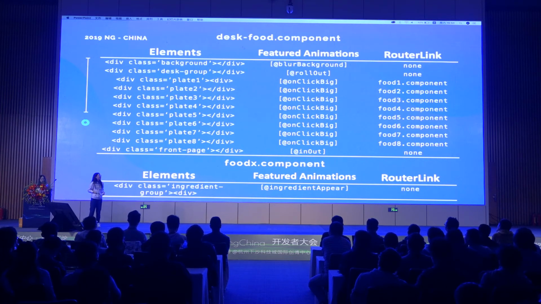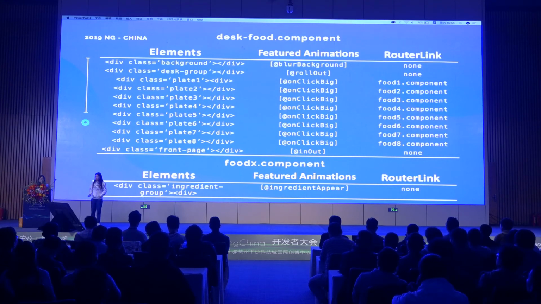I would like to invite you to first look at the relevant column. We can see that the HTML elements ranging from plate 1 to plate 8 are linked to the food 1 through food 8 components respectively. That's how we achieve the effect that when we click on the smaller version of a plate, a bigger version appears in the center. And because today our topic is about animations, that's what we're going to focus on.